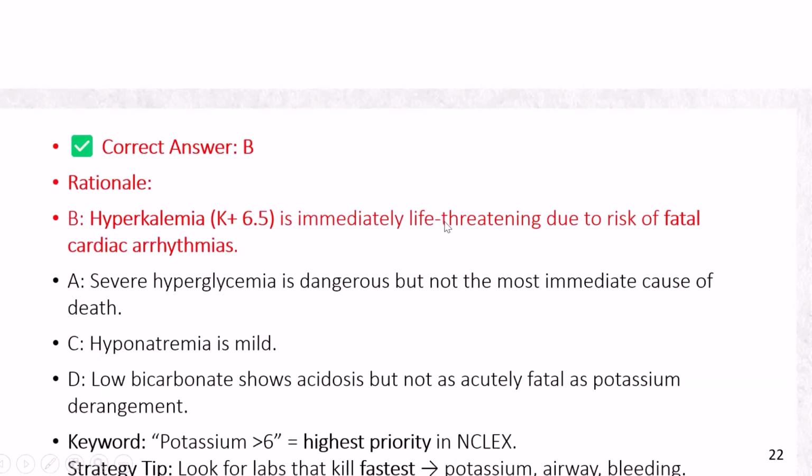So hyperkalemia is immediately life-threatening because of fatal cardiac arrhythmias, okay? All the others, yes, severe hyperglycemia is dangerous, but this will affect the heart and it will kill the client quickly. The hyponatremia is mild, which is not deadly. Then the low bicarbonate is showing the acidosis. So your priority here is the potassium. Always look for the labs that will kill your client fast. If you have potassium issues, the airway is blocked, the client is bleeding too much, go for that.